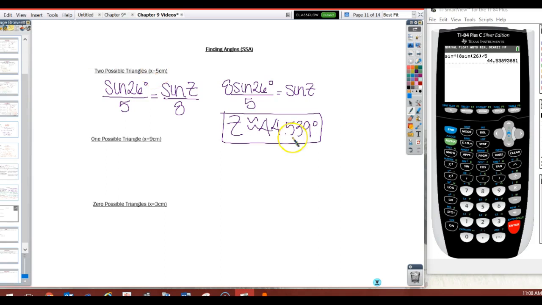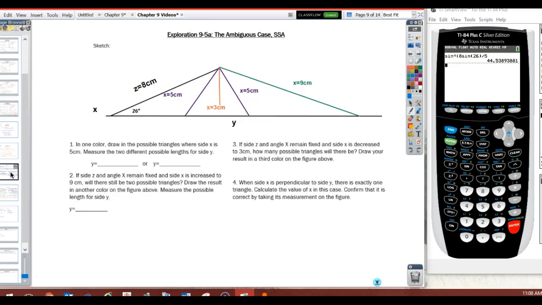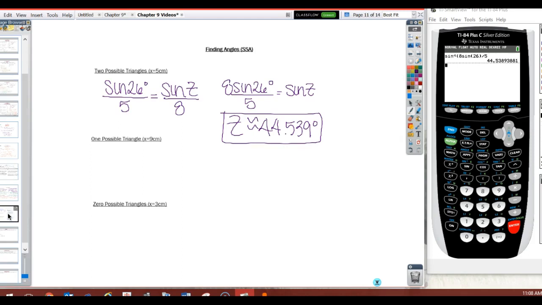Okay, now note that we should have two possible triangles. My calculator is only ever going to give me one answer. Since we're doing the sine inverse, it's only ever going to give me an acute answer. Well, if you look back at our picture, angle z, which would be this angle right here, can either be acute or obtuse. And so keep in mind, sine will only ever give us the acute one. It's up to us to find the obtuse option. So this 44 degrees is our reference angle. To find the obtuse option, we would take 180 minus angle z.